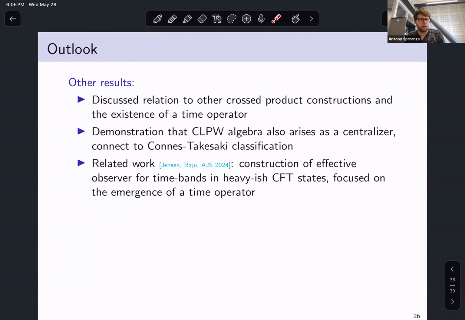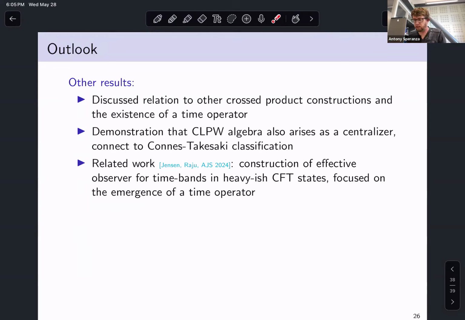And there were some interesting ways in which the choice of observer is related to a frame dependence of the construction. So just to mention, there are a few other things in the paper. There was some discussion of time operators that I didn't really have time to go over, but there are a few puzzles with the construction on how to interpret the actual time operator, analogous to the one in the cross product.